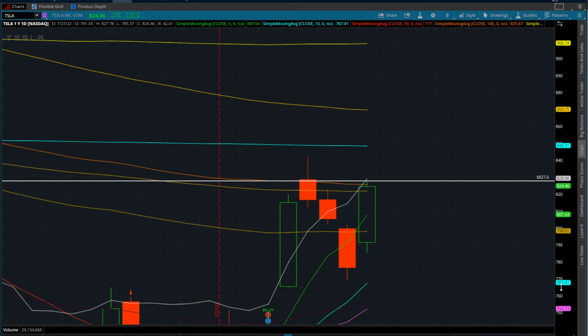So we could have a little bit of a pullback. Just make sure if you are going to take a short position, you use an intraday chart, meaning like a 5 minute chart, a 15 minute chart, a 30 minute chart, an hourly chart. I typically like to stick to the 5 minute and the 1 hour time frame chart when I'm intraday scalping.